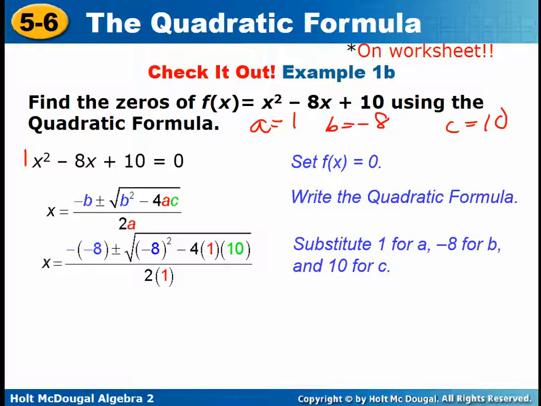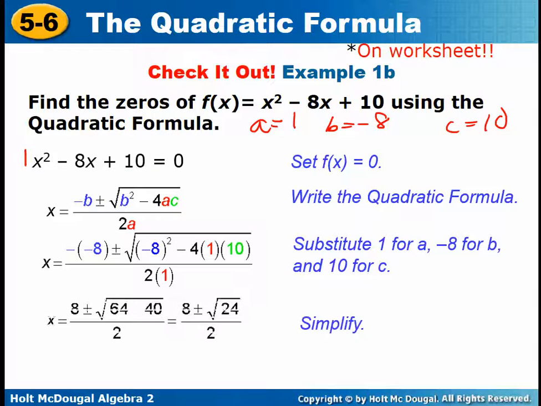So now I'm going to replace each of those variables in the formula with what they are equal to, and then simplify. So we would have 8 plus or minus negative 8 squared. Remember, negative 8 times negative 8 would be a positive 64, and here we get negative 40. So this square root of 24 can be simplified. Let's look at that.